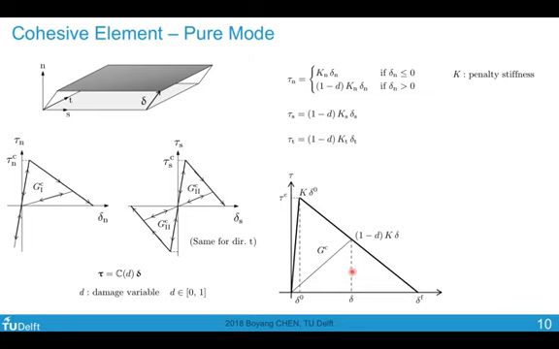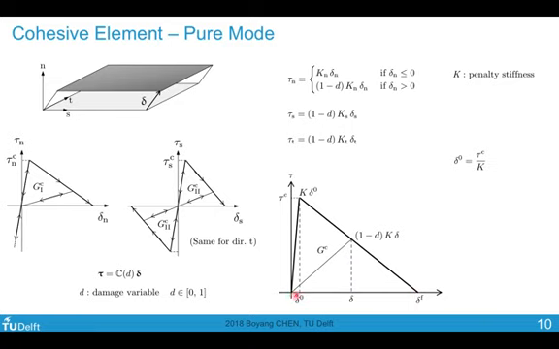At a certain level of loading, at a certain level of opening delta, I know that I have this stress value, 1 minus d times penalty stiffness times the current opening. My objective is to express d in terms of the opening. This delta would be related to the nodal degree of freedom vectors of my cohesive element through a shape function interpolation. There are several parameters that I can determine easily.